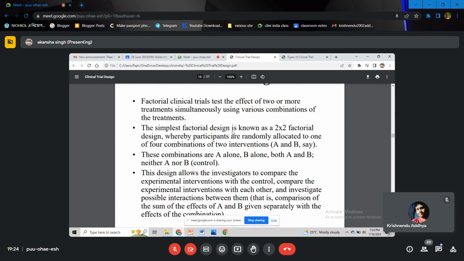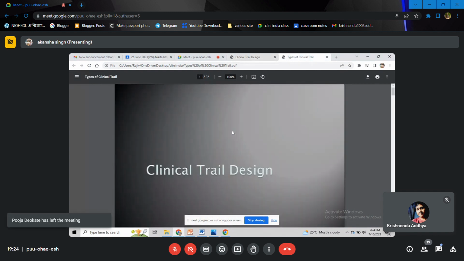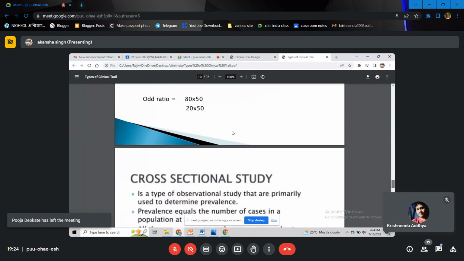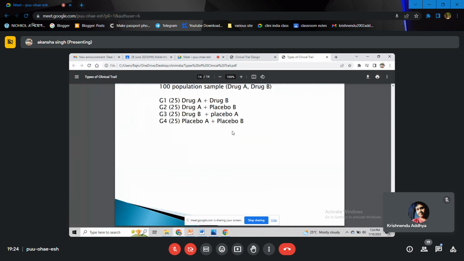Then we have a factorial design. So the simple factorial we will take is a 2 by 2 factorial. This also I will explain with the help of a diagram. Okay, just wait.